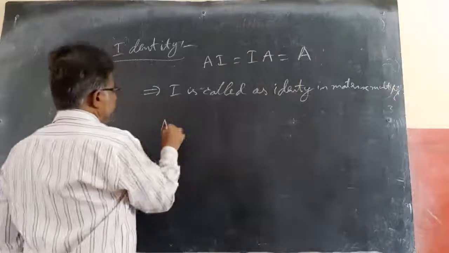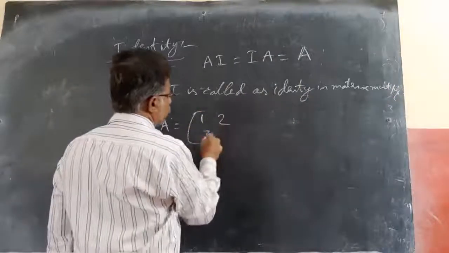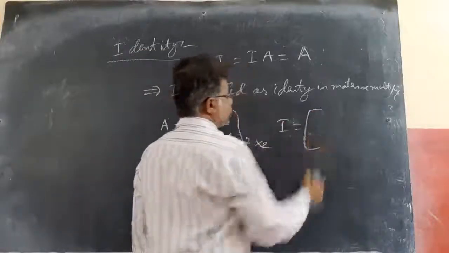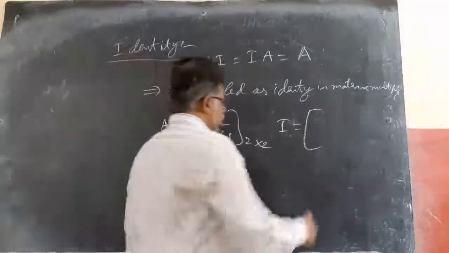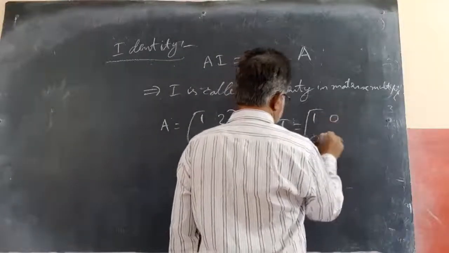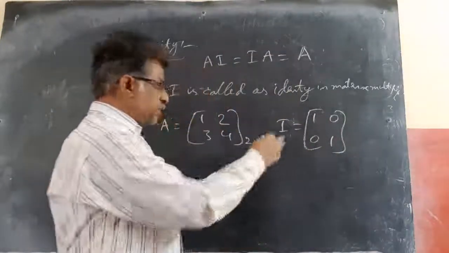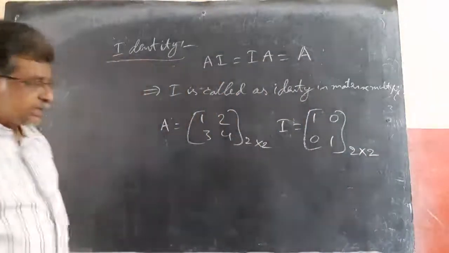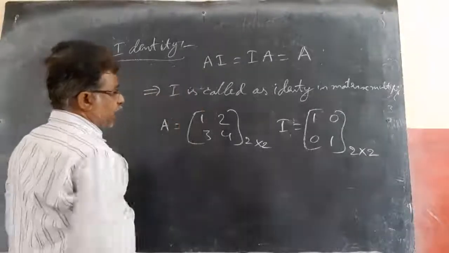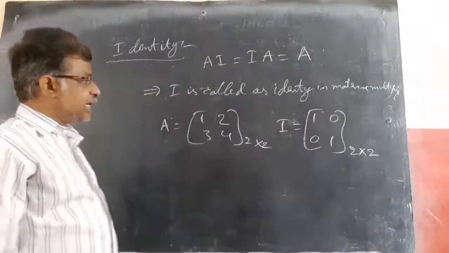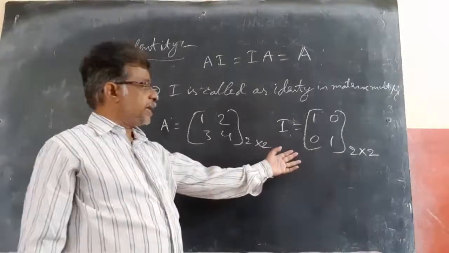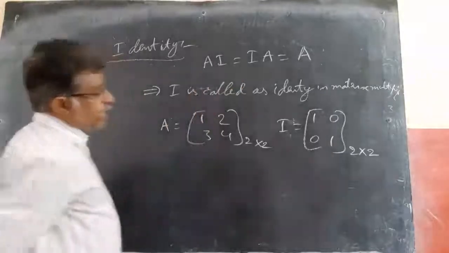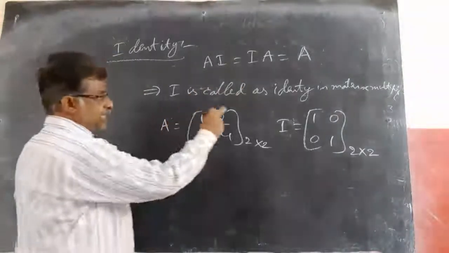For example, if A is equal to 1, 2, 3, 4, a small example, this is of size 2 by 2. Then I will also take an identity matrix of the same size, because matrix multiplication should be possible: 1, 0, 0, 1. It should be a square matrix, so it must be of the same size. Only if A is a square matrix does the identity exist, because I must always be a square matrix. Now I into A equal to A into I equal to A implies I is called the identity matrix.